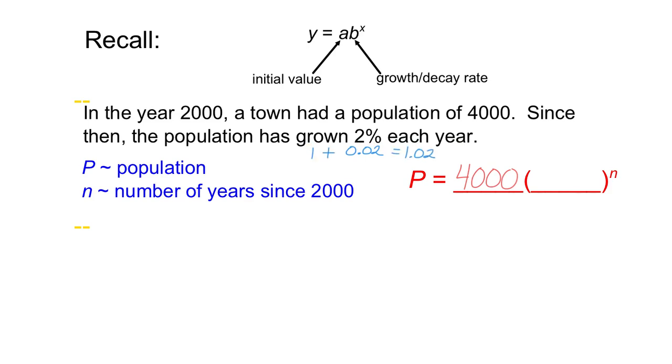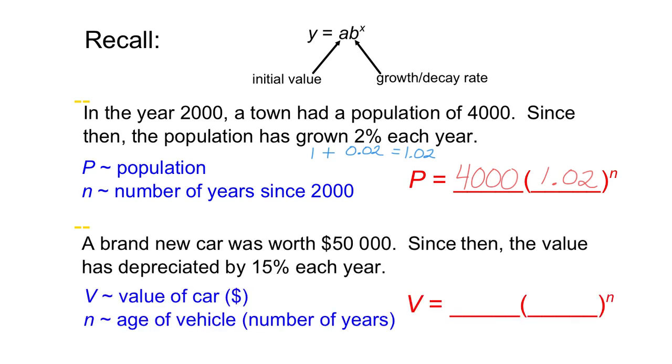So think of it like this. Each year, the population is 100% of what it was the previous year, plus another 2%. So overall, the population is 102% of what it was in the previous year. So if your population is growing by 2% each year, you're going to multiply by 1.02 each year. So this would be the equation to model the population growth per year, starting in the year 2000.